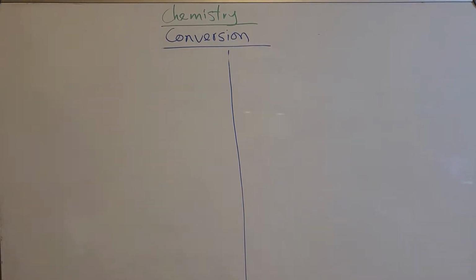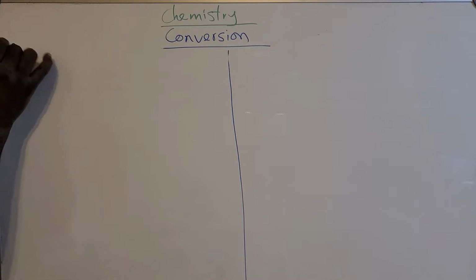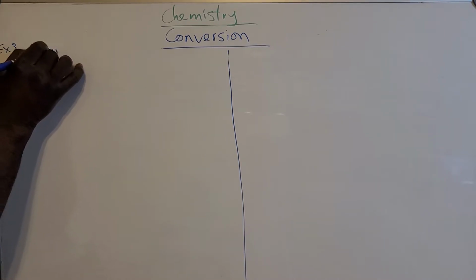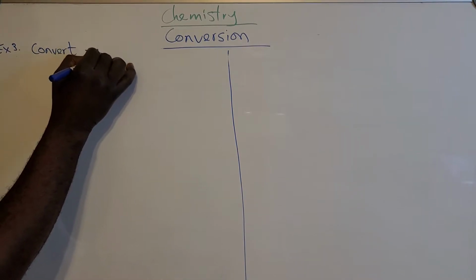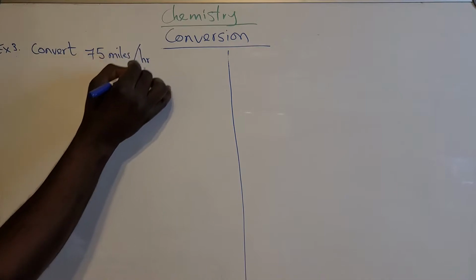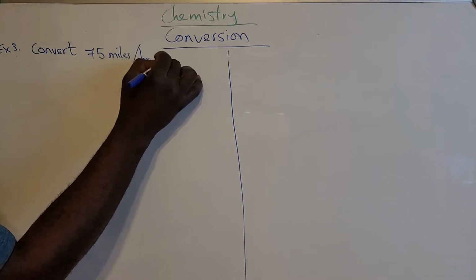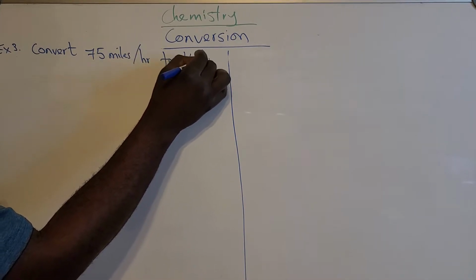So let's say you're given an example that says, example 3, I think. It says convert 75 miles per hour to, let's say, kilometers per second, okay?